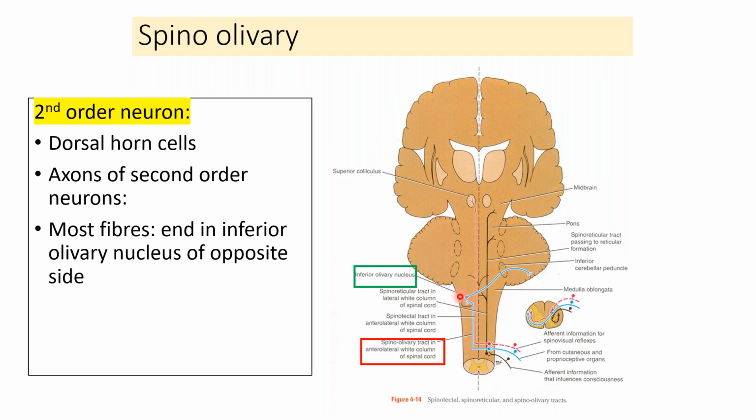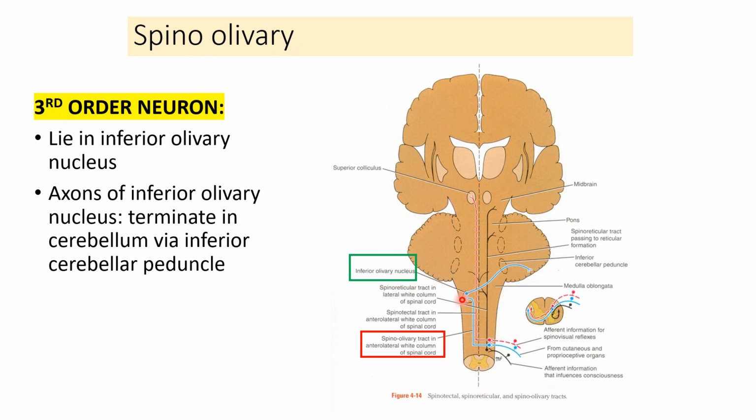And then the next neuron will end where? In the inferior olivary nucleus. As the name suggests, spino-olivary, they are going to end in the inferior olivary nucleus, right? And this inferior olivary nucleus then will project to the cerebellum via the inferior cerebellar peduncle.